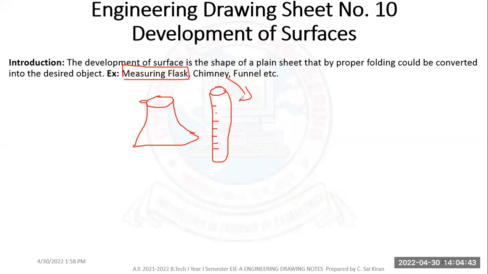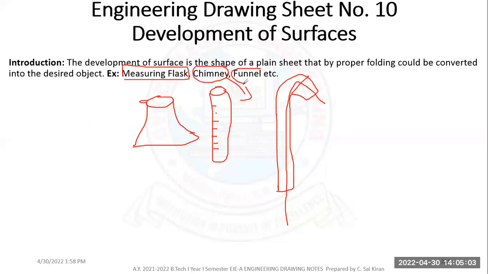Another example is a chimney. If you see the outside of a restaurant or anything, they'll have a chimney. It is also a surface, hollow in nature, so that the gases will pass through it. So this is also one of the examples of surfaces.